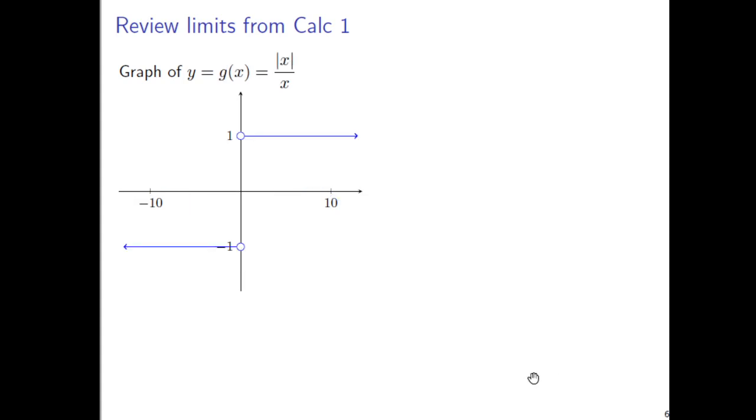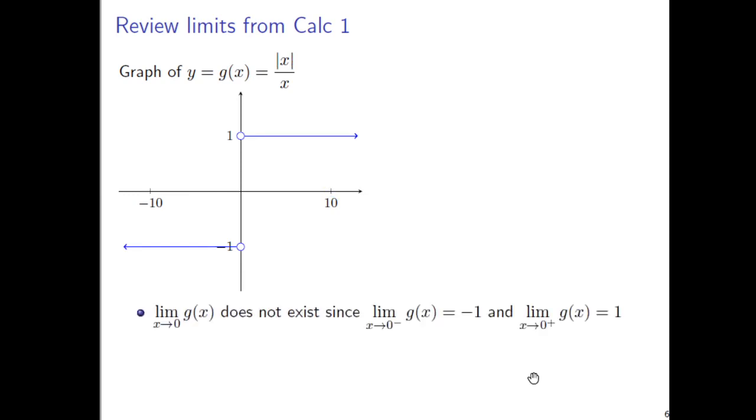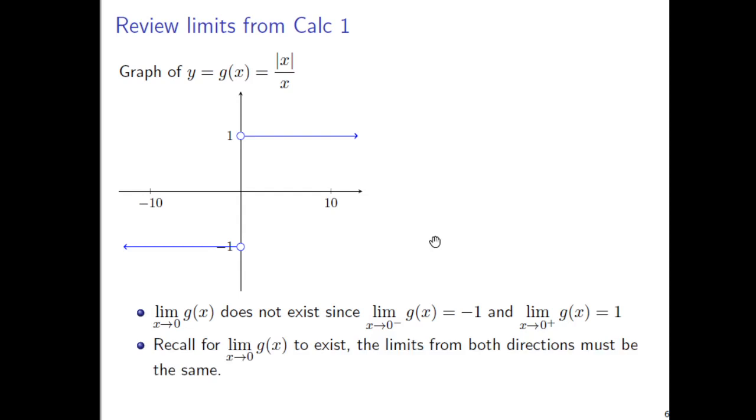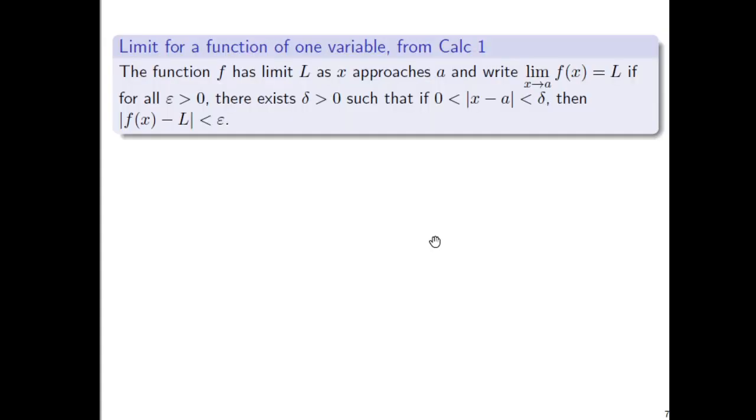So take a look at this example. The function here is g of x equals absolute value of x over x. And the limit doesn't exist because the limit from the left is -1 and the limit from the right is +1. So again, recall that for the limit to exist, the limits from both directions must be the same. And here they're different. We have a -1 and we have a +1.